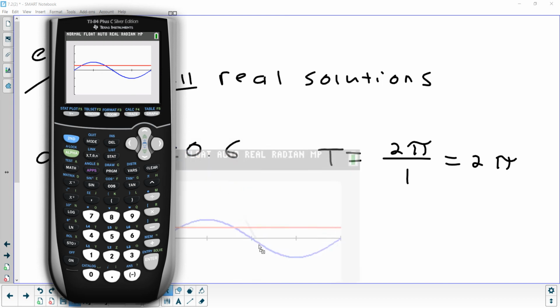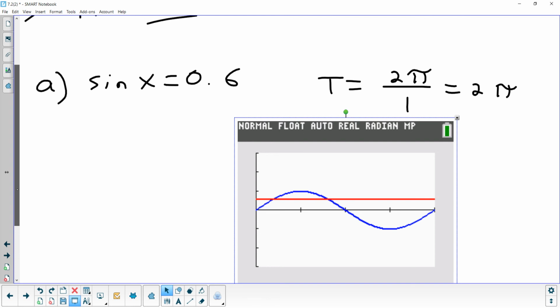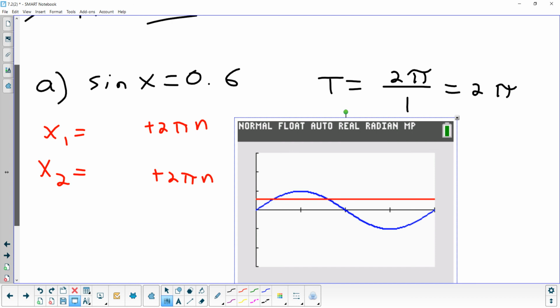All right, so how many solutions am I going to get per cycle? 2. So I need to find both of them. We'll call them x1 and x2. I already know how often they're going to repeat. They're going to repeat every 2 pi units. So you can put plus 2 pi n and plus 2 pi n. Quick reminder, what's n again? N is the number of cycles, and it has to be what type of number?